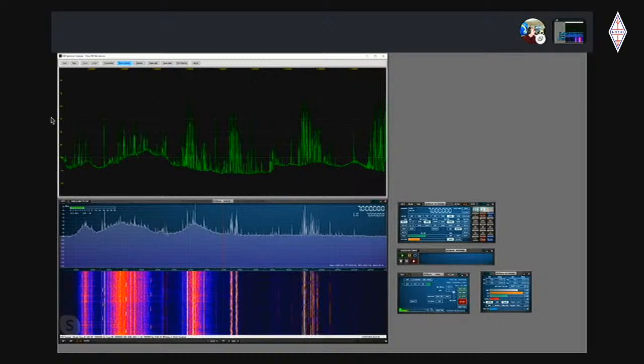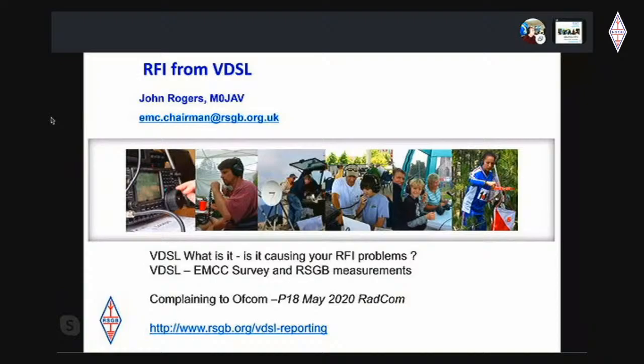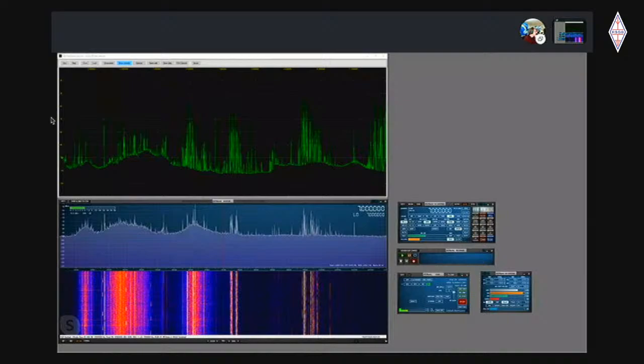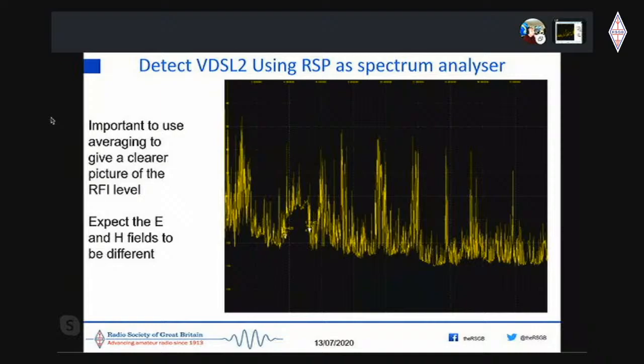Now, if you do have the interference, what I've tried to show you is that you can see it much better if you use averaging. In fact, this is a location which is a bit closer to another line that runs across my property. And here you can see very clearly on the average display the big hump that represents upstream one band. So it's important to use the averaging to give a clearer picture. And you should expect, depending on whether you're using a loop H-field antenna or a dipole or monopole E-field antenna, to get somewhat different pictures.